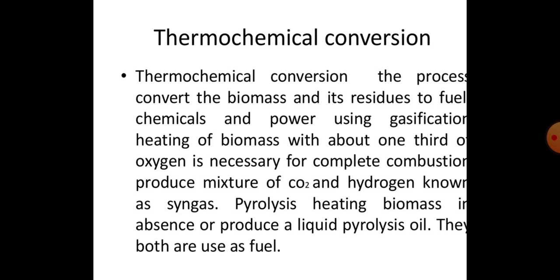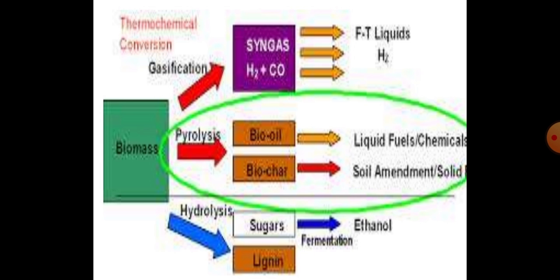So what we get as a product produces carbon dioxide and hydrogen, CO2 and H2. So it is known as syngas, which is a useful gas. And next is pyrolysis. Pyrolysis is heating of biomass in the absence of oxygen to produce a liquid pyrolysis oil, and both are used as fuel. So both the syngas and the pyrolysis oil are used as a fuel. So this is the thermochemical conversion process.